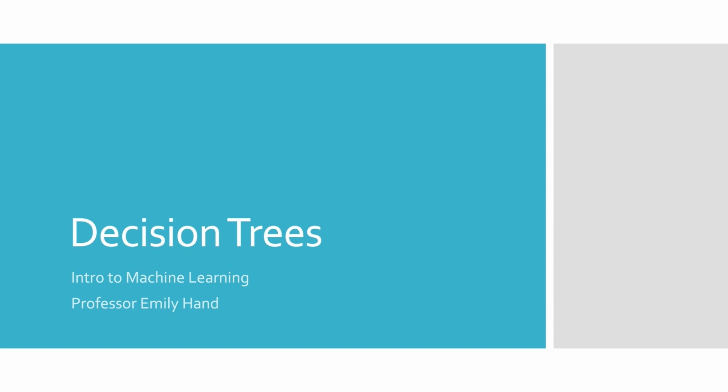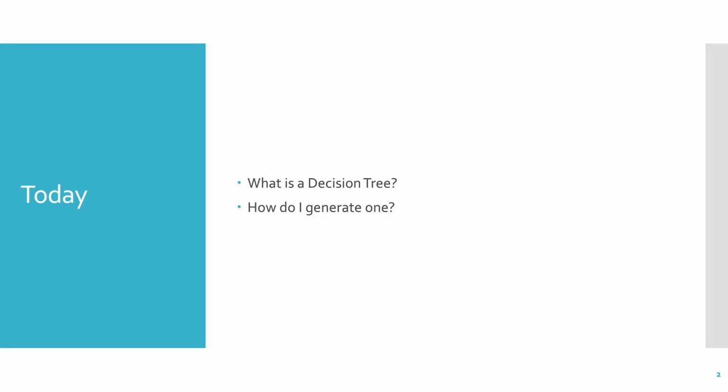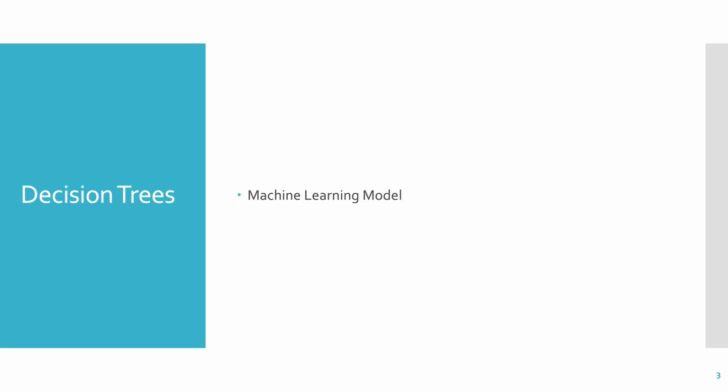Today's video is going to cover decision trees. In this video, we'll cover what a decision tree is and how to generate one. Decision trees are a machine learning model. We'll learn about a lot of models in this class, and this is going to be the first one and one of the more simplistic ones.